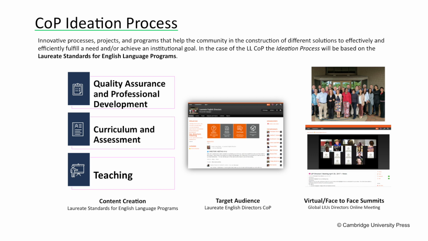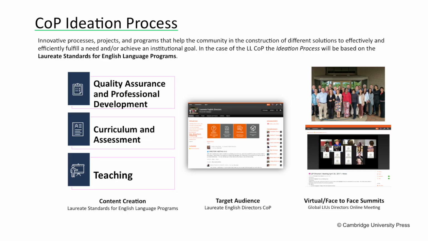And then this one, teaching, which is a little bit more difficult, but we can indicate through observation and lesson plans, etc. The target audience are the Laureate English directors around the world, and it's a combination of virtual and face-to-face summits trying to solve the problems, in this case, around online and blended learning.